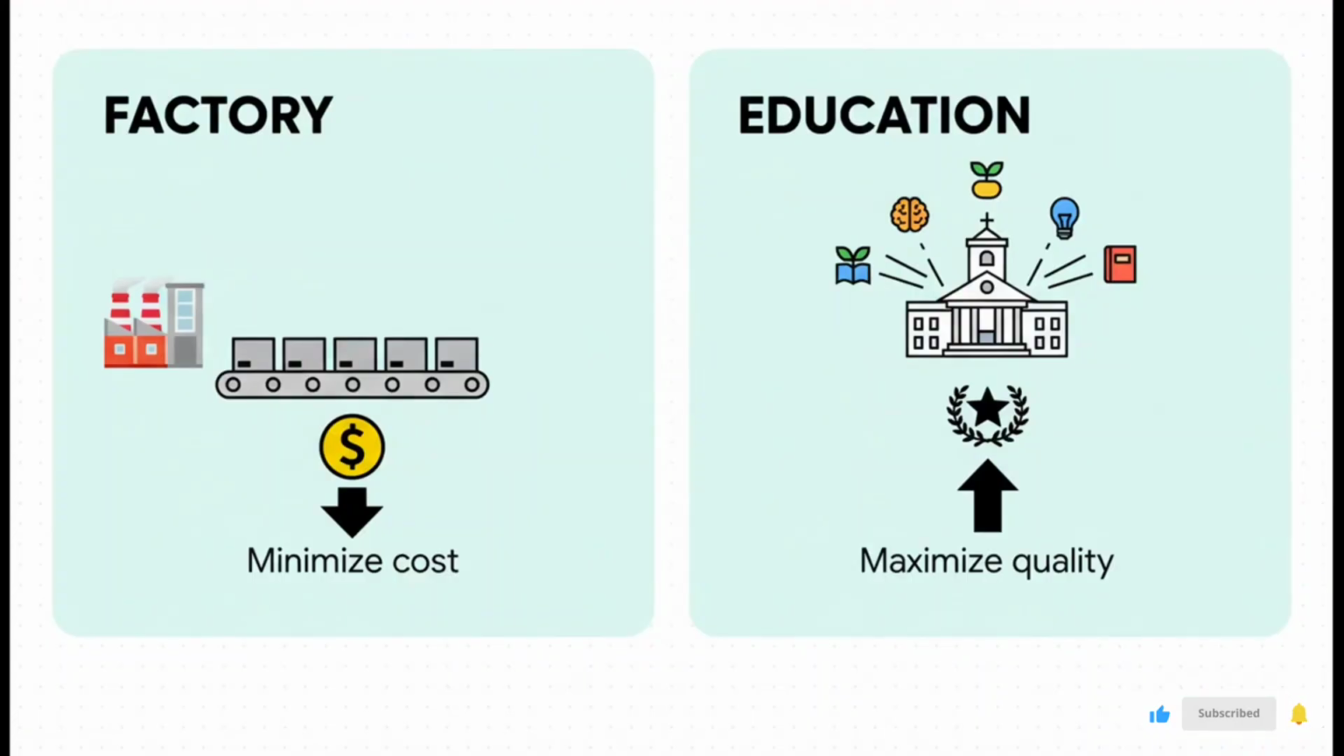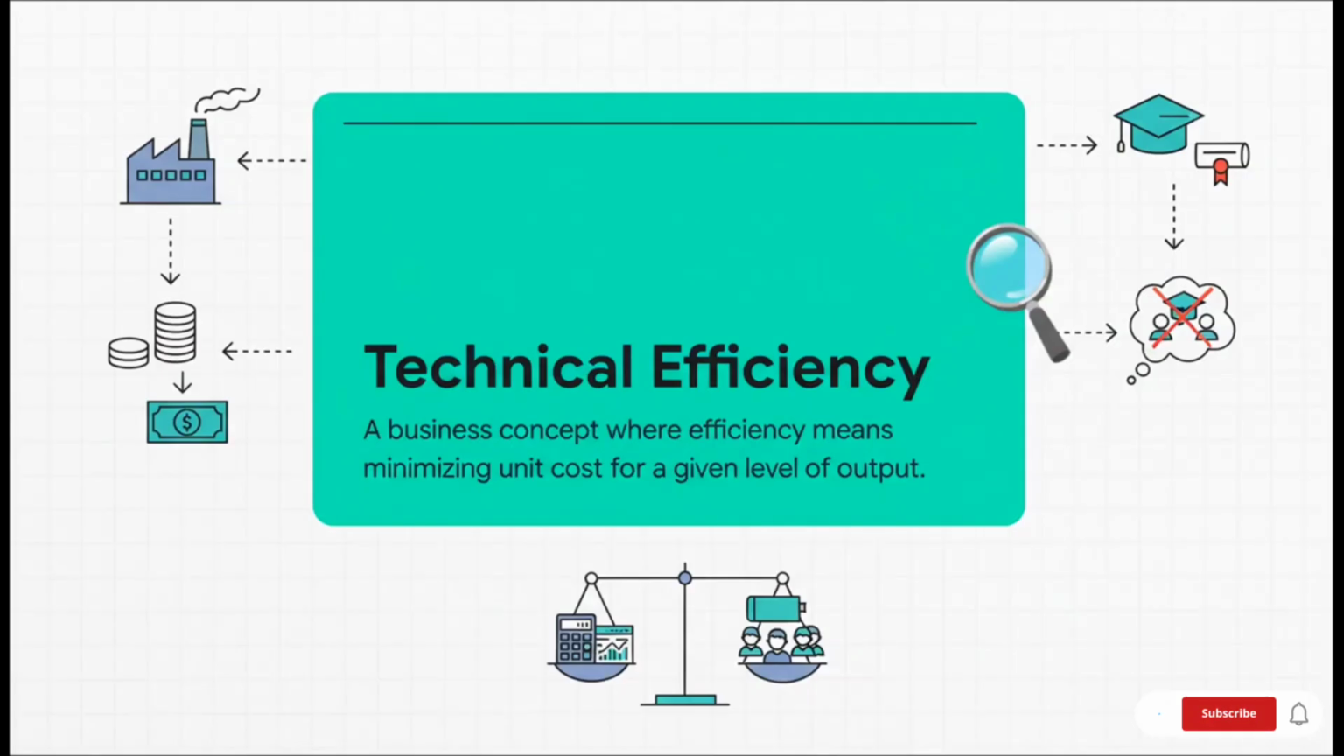The very first point for your answer, and this is absolutely crucial, is that education is not a factory. A factory's goal? Easy. Minimize costs while pumping out thousands of identical items. But a university's goal is to maximize quality and benefit society. And those things are way harder to measure. And this brings us to a key piece of jargon you'll definitely want to use in your exam: technical efficiency. This is that business concept that's being totally misapplied here. Using this term correctly shows the examiner that you really get the core issue.